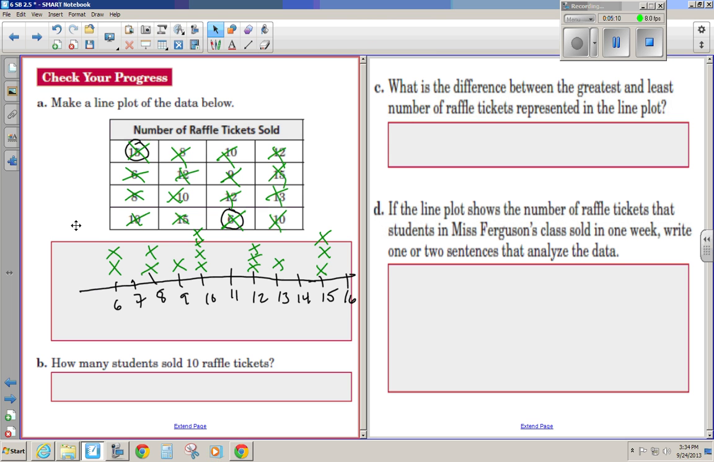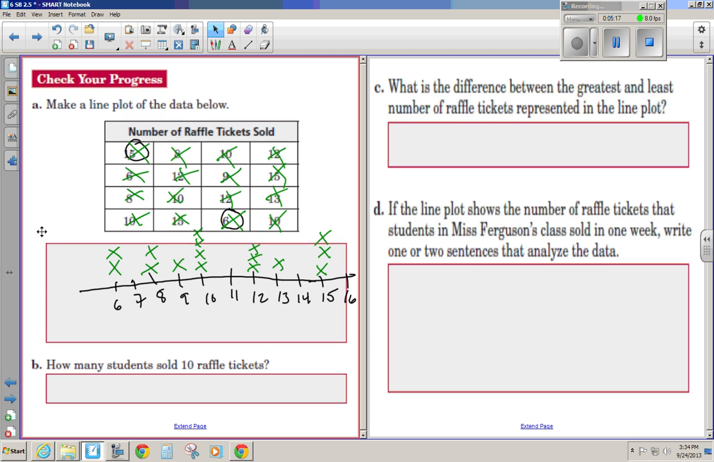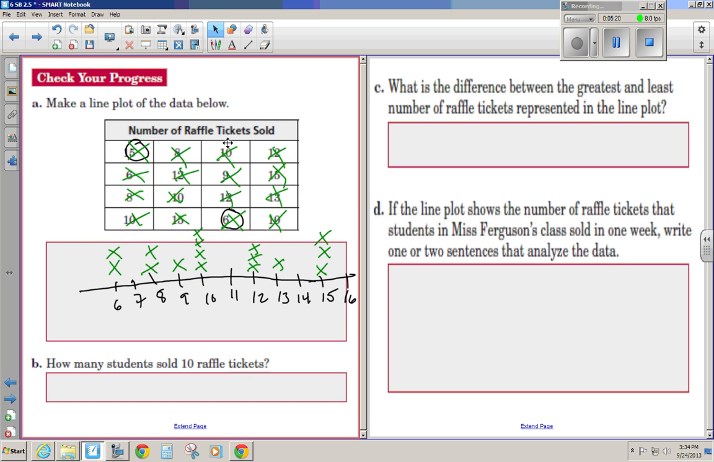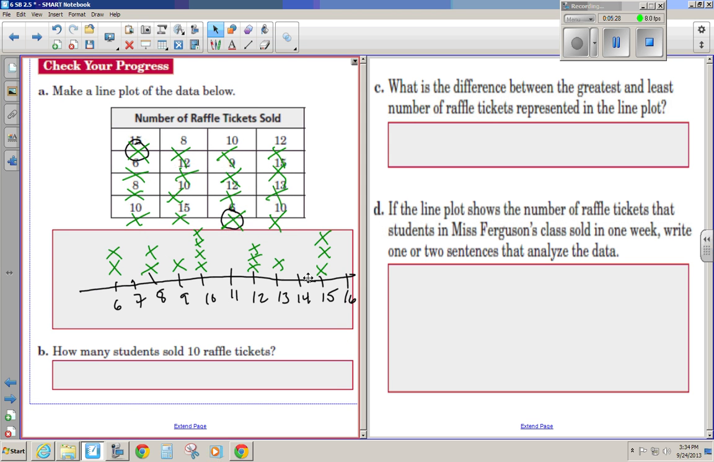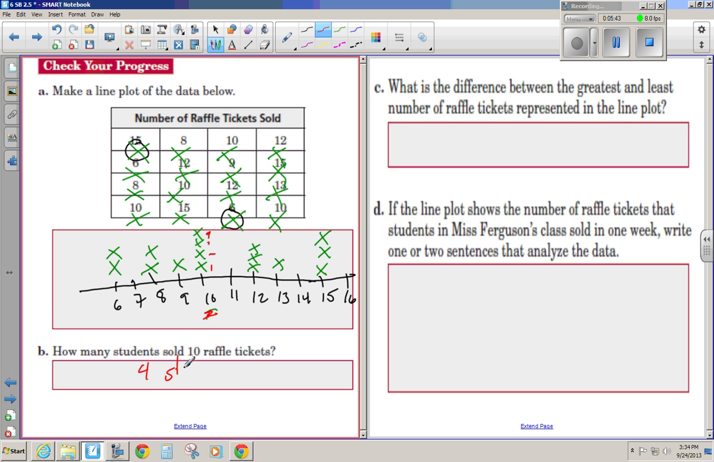So your line graph here, there you go. Your line plot is done. So how many students bought 10 tickets? So again, you look for the 10 tickets, 10 down here, and you count 1, 2, 3, 4. 4 students bought 10 tickets.